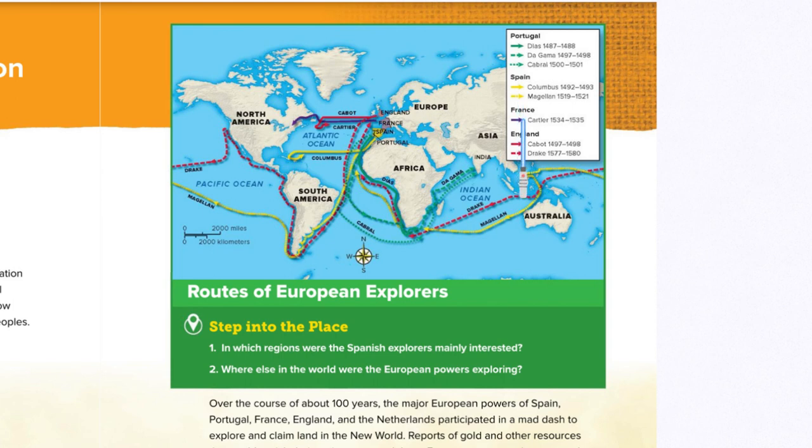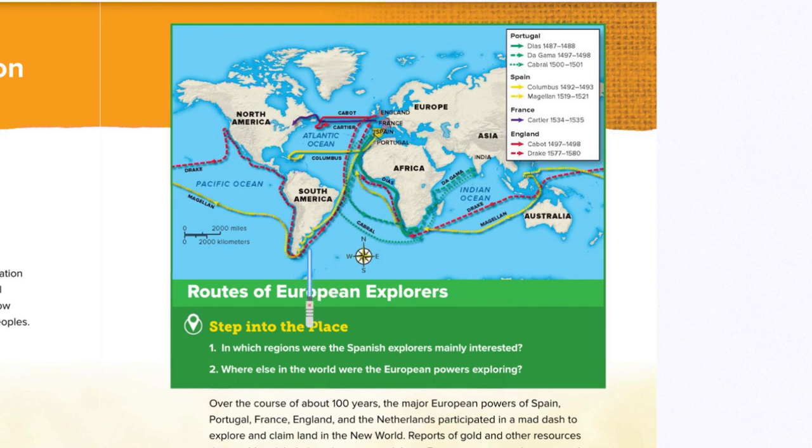And where were other European powers exploring? Well, if we look here at France, France was coming over here and they were exploring North America, particularly the northern part of North America, Canada, though they did go down into the south and the Louisiana, but they first came in through the Maine and New Brunswick area of Canada.